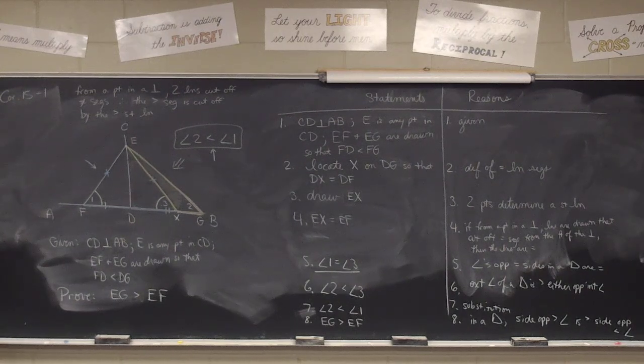Questions on Corollary 15.1 proof. In a triangle, side opposite greater angle is greater than side opposite smaller angle.